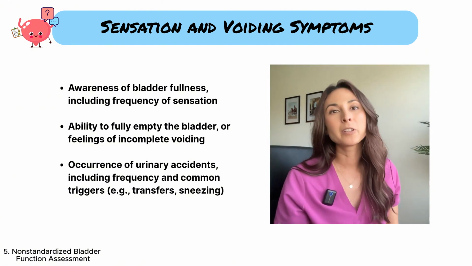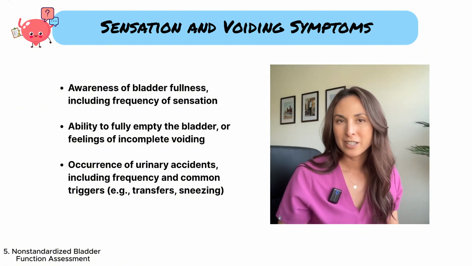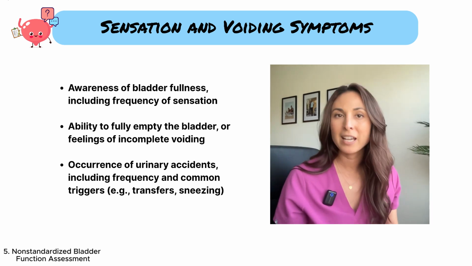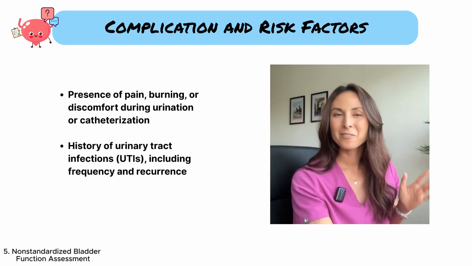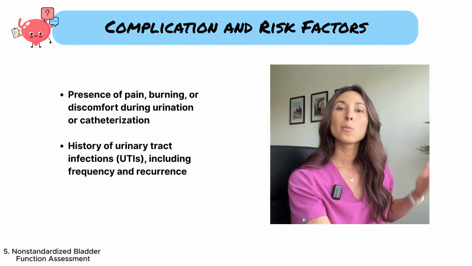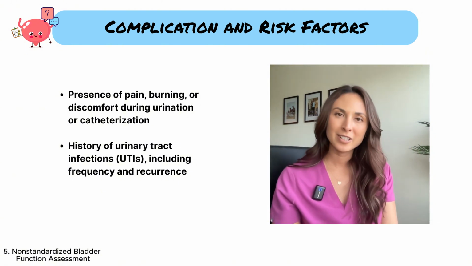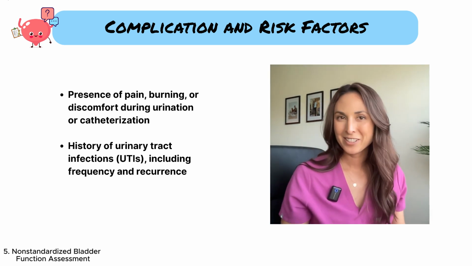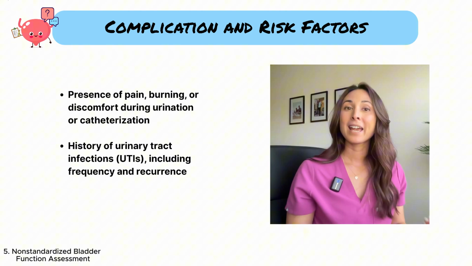sensation, ability to fully empty the bladder, or feelings of incomplete voiding, occurrence of urinary accidents, including frequency and common triggers like sneezing or body positioning. And lastly, for complication and risk factors, we'll look into presence of pain, burning, or discomfort during urination or catheterization, and history of urinary tract infections, or UTIs, including frequency and recurrence.